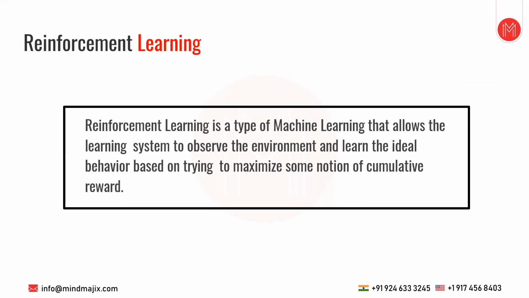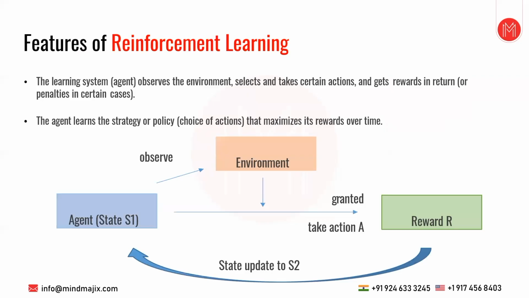Reinforcement learning is a type of machine learning that allows the learning system to observe the environment and learn the ideal behavior based on trying to maximize some notion of cumulative reward. So that's how, based upon feedback and reward, reinforcement learning works. Let's talk about some of the features of reinforcement learning. The learning system, like an agent, observes the environment, selects and takes certain actions, and gets a reward in return. The agent learns the strategy or policy that maximizes its rewards over time.